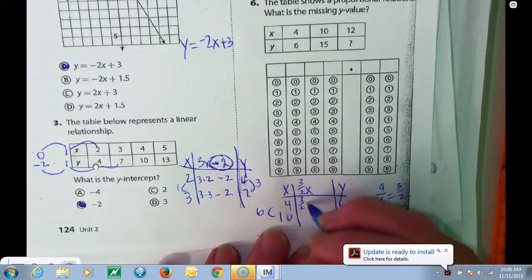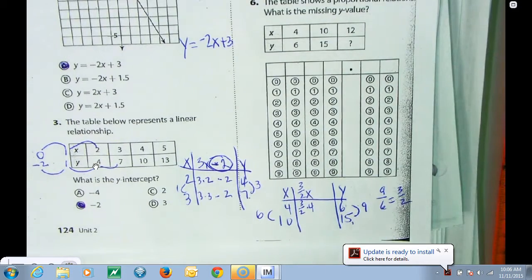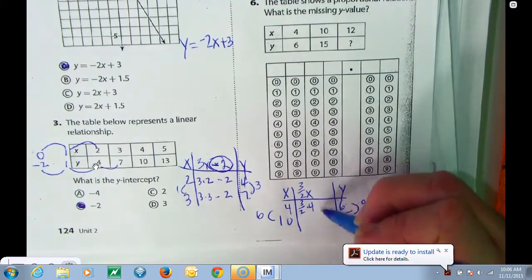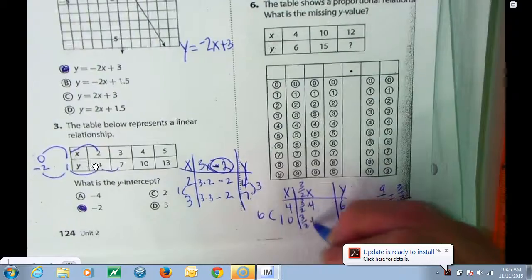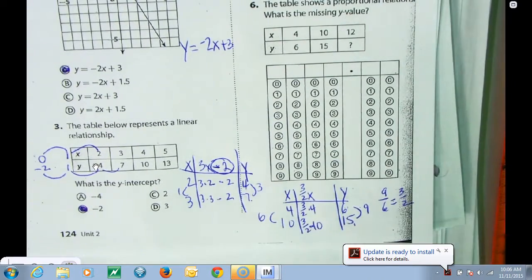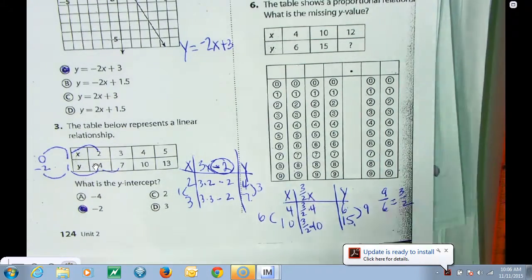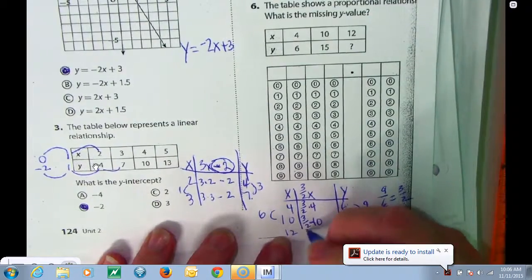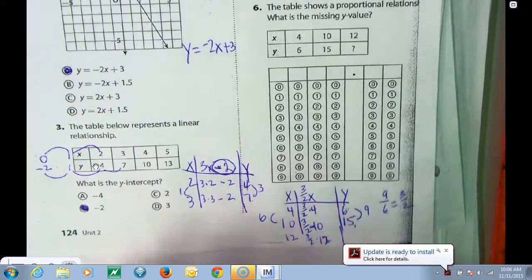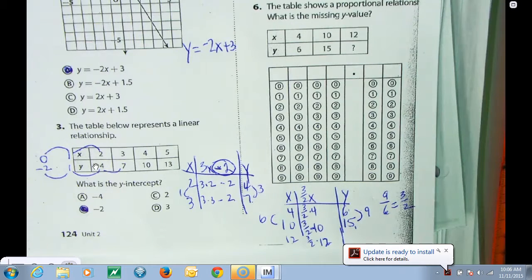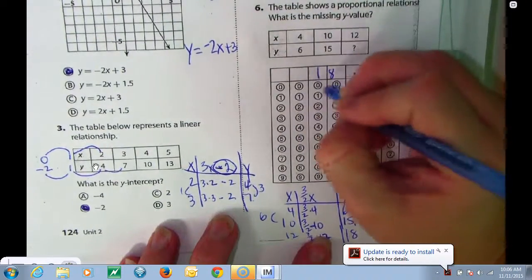So what's 3/2 times 4? And it's 6? Okay, so we don't have to add or subtract anything. It's proportional. What's 3/2 times 10? 15. So, 3/2 times 12 is what? 18.